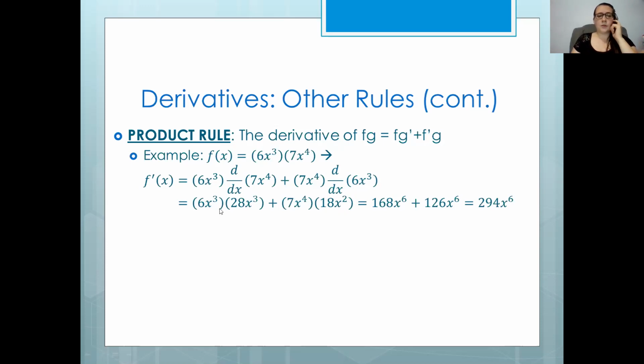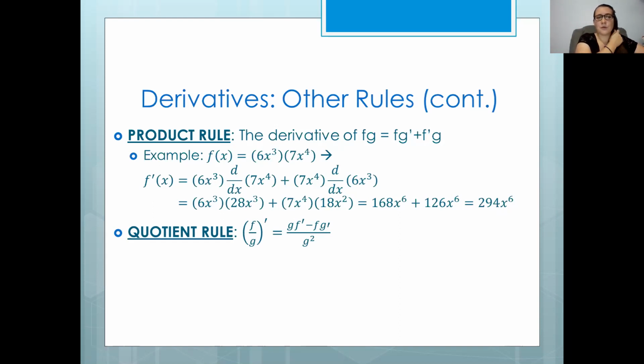Now if we multiply that out, 6 times 28 is 168. X cubed times x cubed is x to the 6th. Same deal over here: 7 times 18 gives us 126, and x to the fourth times x squared is x to the 6th. Then we add those together to get a final answer of 294x to the 6th. Whew. These rules, while very helpful, take a little more practice, I think.